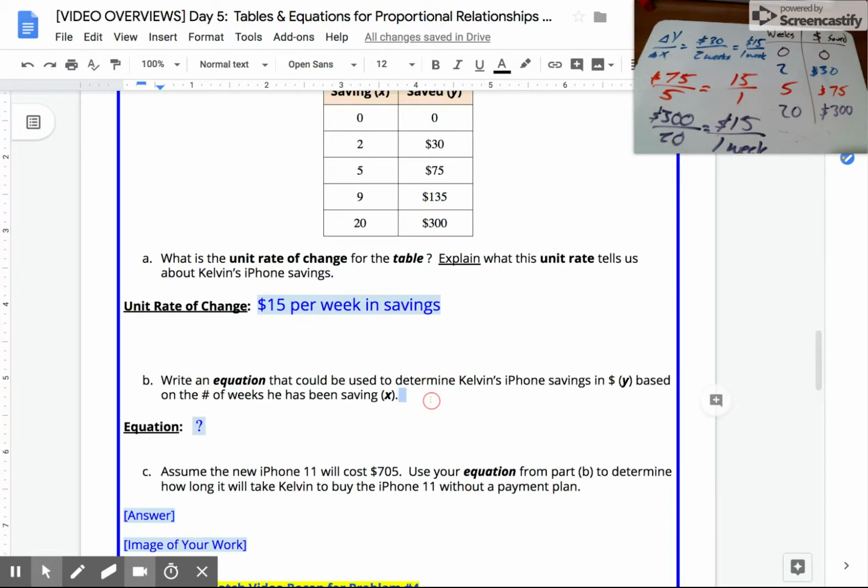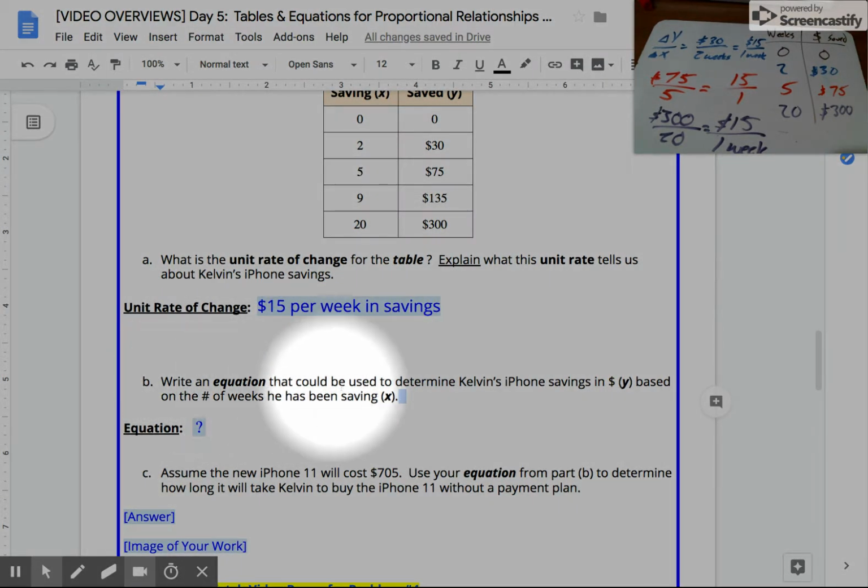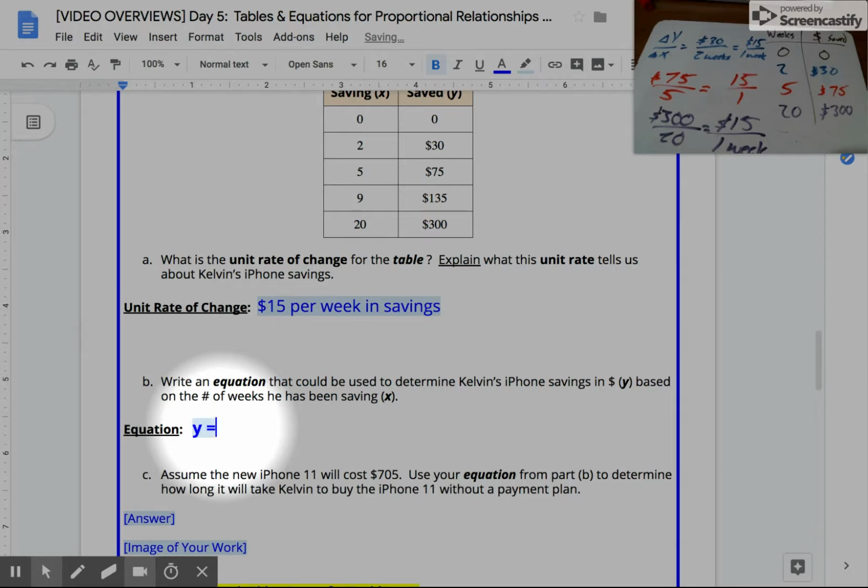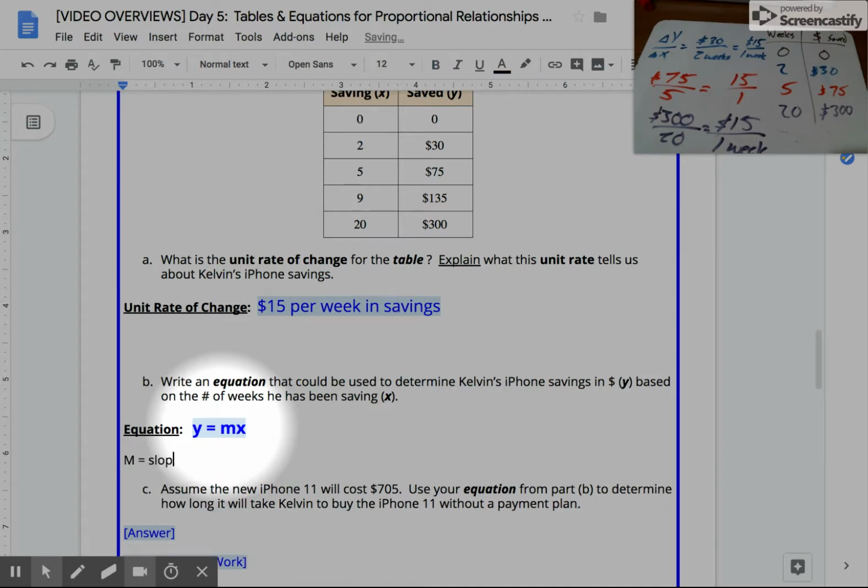Part B asks us to write an equation that could be used to determine Kelvin's iPhone savings in dollars. We're going to use Y to represent that, and that's going to be based on the number of weeks, again, the data we already have. The key for the equation, something you might remember from Mr. Neville, sometimes we referred to it as Y equals K times X. We're going to call it Y equals MX this year, where M is really your slope or your unit rate of change in the form Y over X.